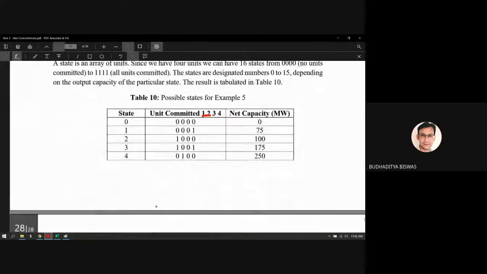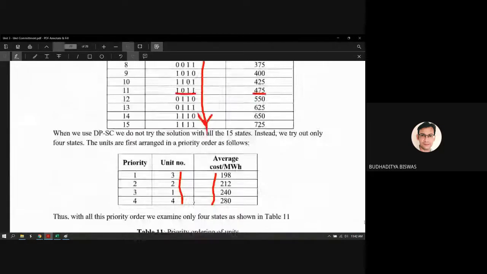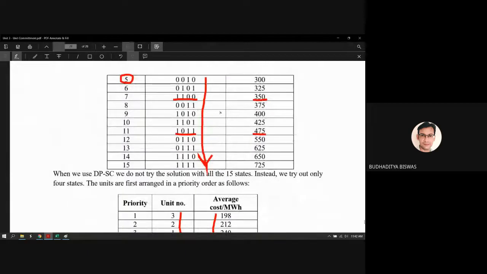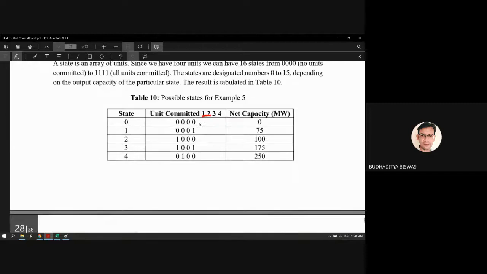Here also this. Here you need to find out this one also. This table is important because this table actually gives us the defined arrays with their increasing net generating capacity.